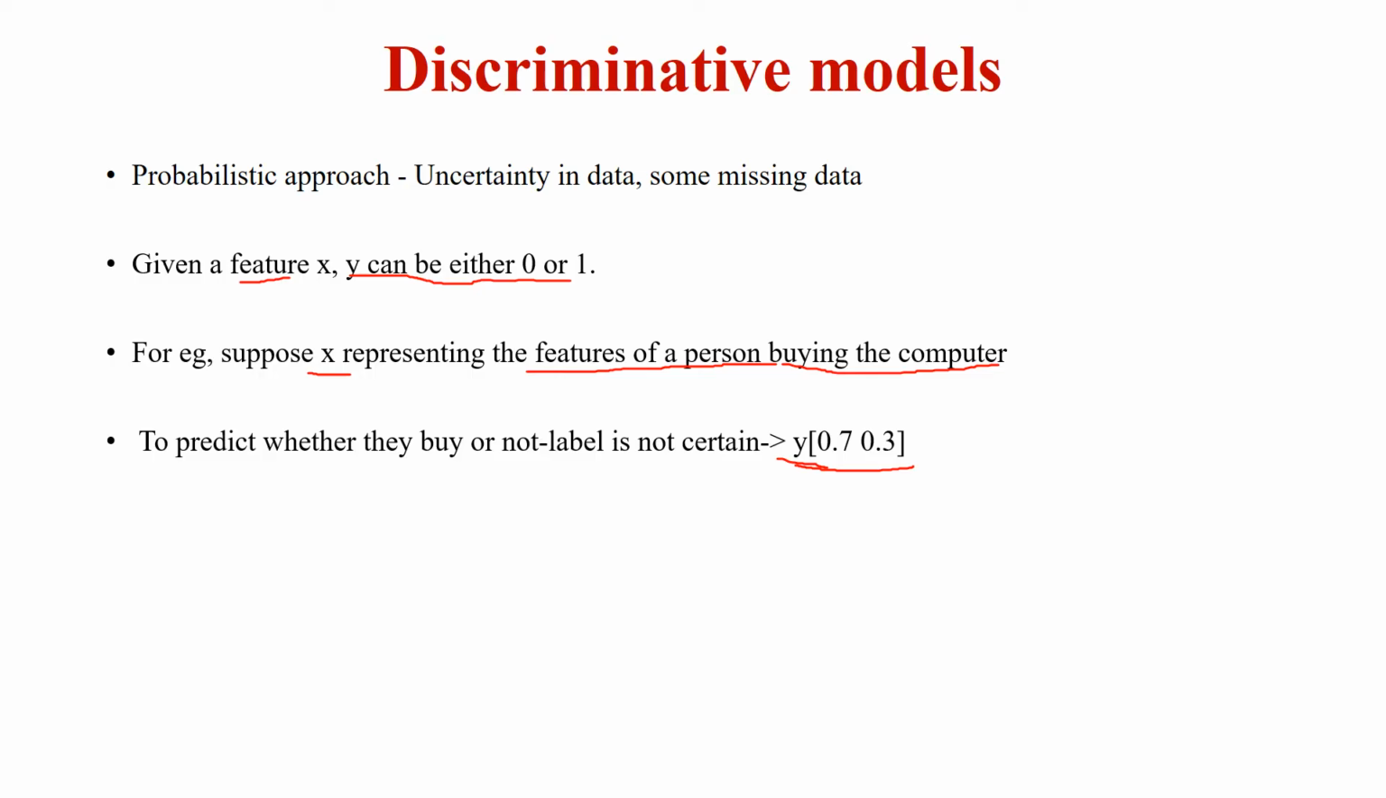So this one tells us there is 70% probability that the person buys the computer and 30% probability that the person will not buy the computer. This will be represented like this. P of y is equal to 1, we have to find, given x is 0.1. So we have the features with us. We need to compute what is the probability for y to belong to class 1.